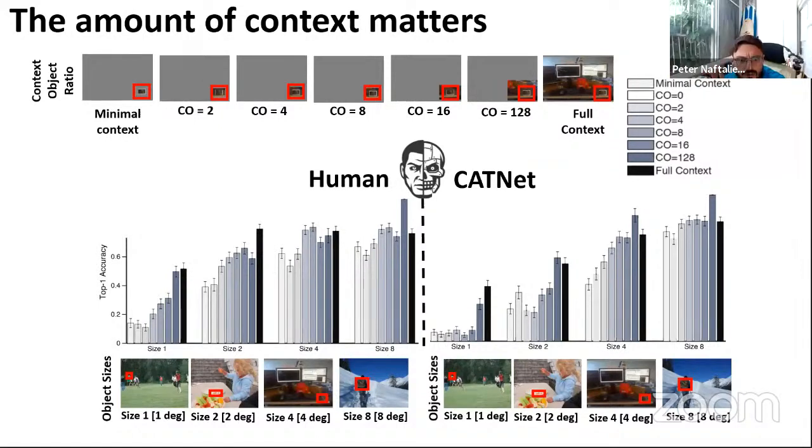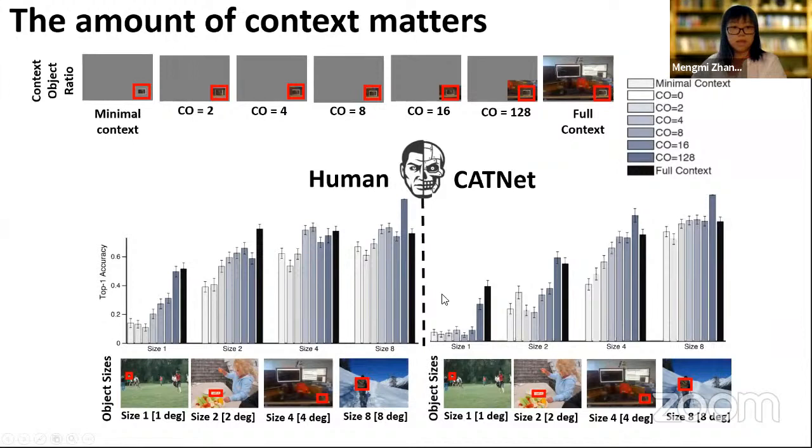Two questions. First, what is a large object size considered? Like, for example, is it a bag in the picture? You'd say that the CRTNet will classify it better than a human? Yes, exactly. So the x-axis is showing the size of the target object, and if you are comparing this, let me try to.